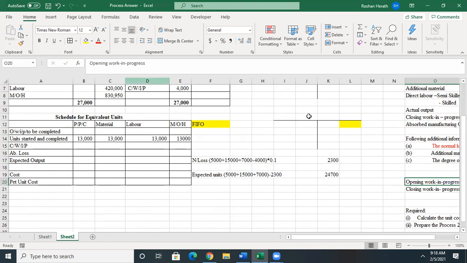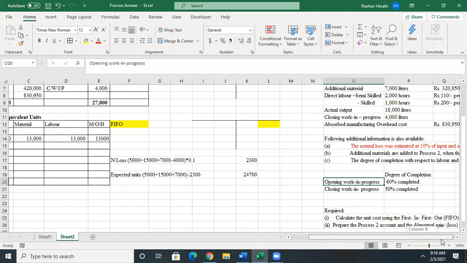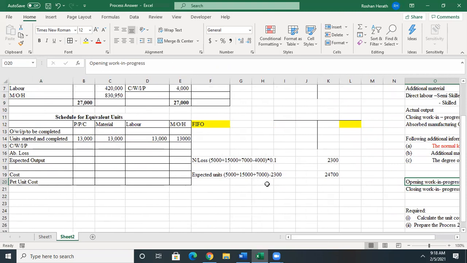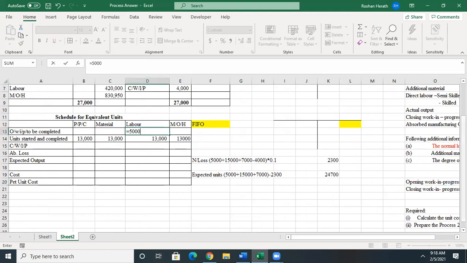The stage of completion for this opening WIP with respect to the labor and overhead, it was just 60%. 60% තමයි complete කරලා තියෙන්නේ. එහෙනම් labor තව 40% complete කරන්න තියෙනවා. There you have 5,000 units, 40% to be completed. Material overhead the same, 40% to be completed නේ. ඒක එහෙනම් 140ක් ඕන complete කරන්න තිබ්බා. Right? Then what do you have?